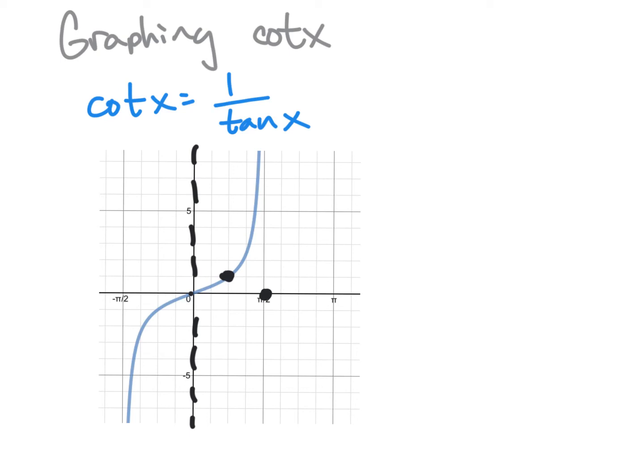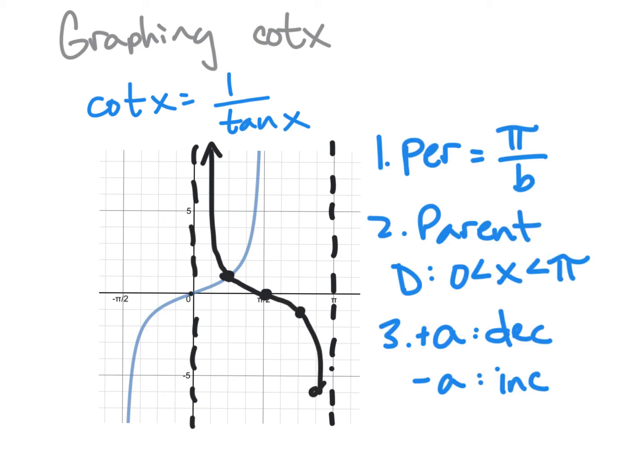And from here on out, everything else works exactly like tan. The period is still pi. The next point is going to be right in between these 2 points at -1. And so on the cotangent graph, whenever cotangent is positive, it actually decreases. So some important things here: the period still is just pi over b. The parent function has a domain from 0 to pi, and if we have a positive a, we're decreasing, and a negative a will increase.